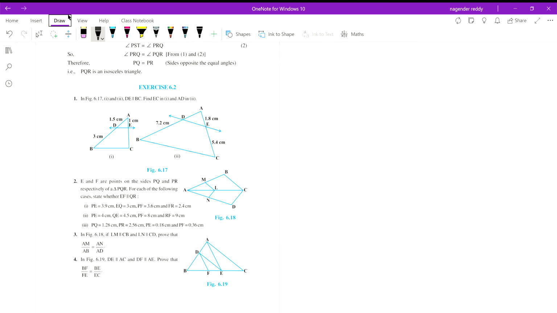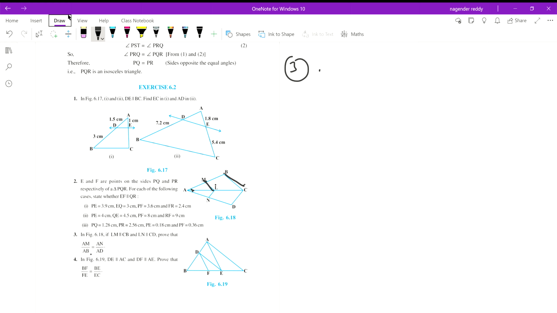We'll start the third one, students. Third one is in the figure. Okay, LM is parallel to CB. If LM is parallel to CB, then we can take AL by LC is equal to AM by MB.